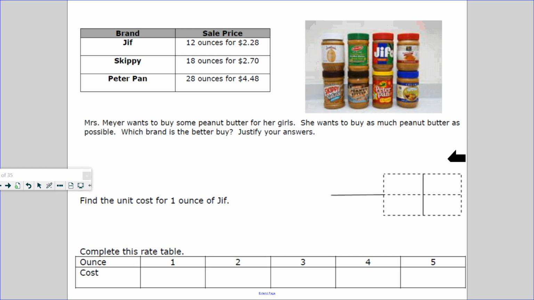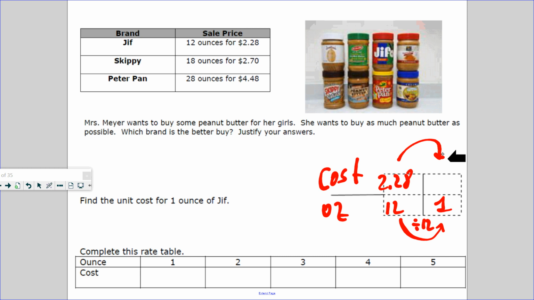So if you look at Jif, it costs $2.28 for 12 ounces. So cost is $2.28. Ounces is 12 ounces. I want to find the unit cost for each ounce, for every 1 ounce. What's the relationship from 12 ounces to 1 ounce? Divide by 12, divide by 12. The same thing is saying times the reciprocal, 1/12. So what's $2.28 divided by 12?